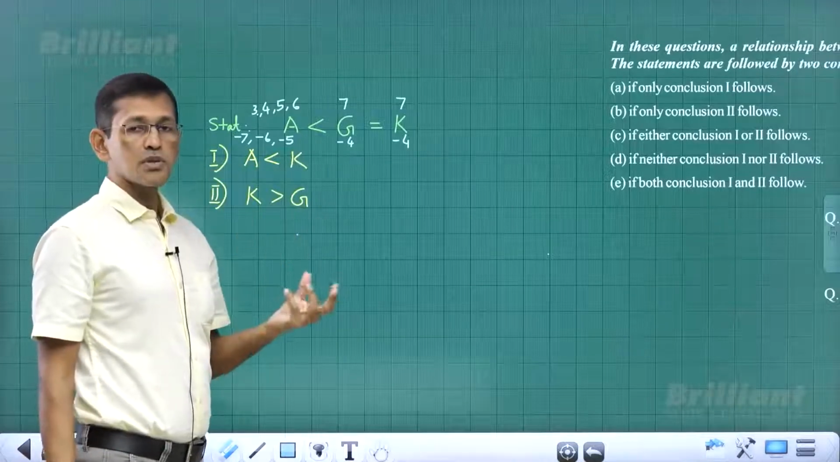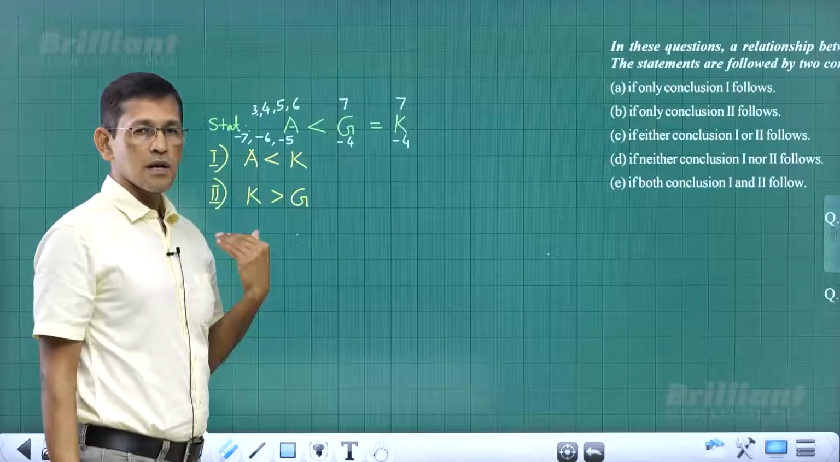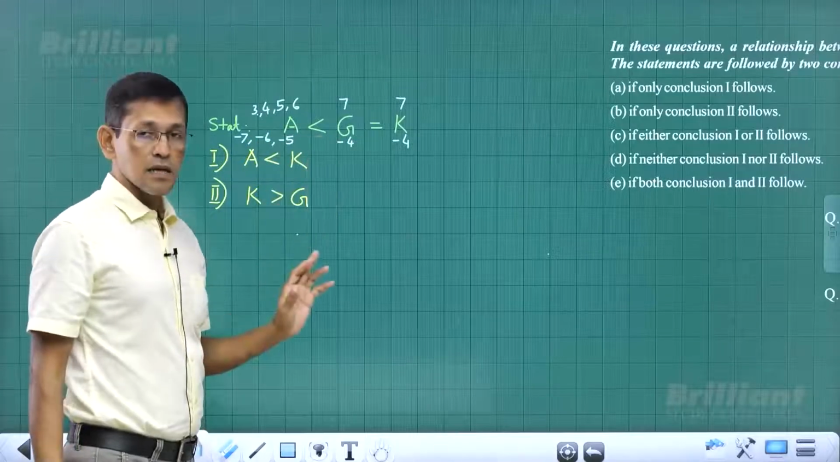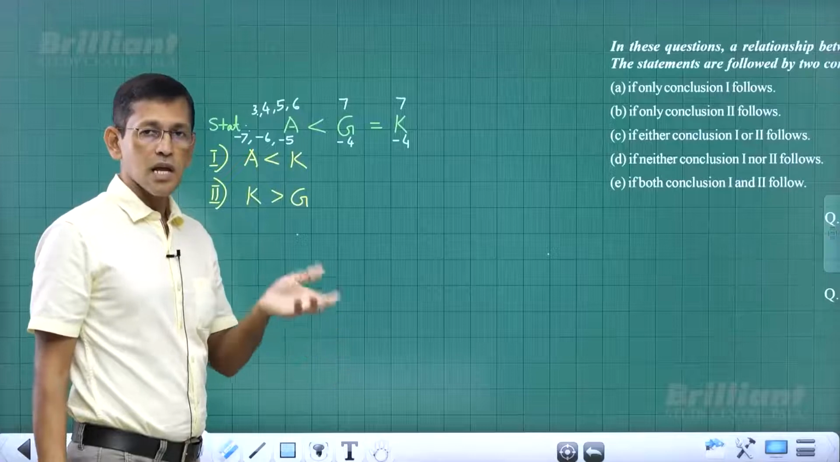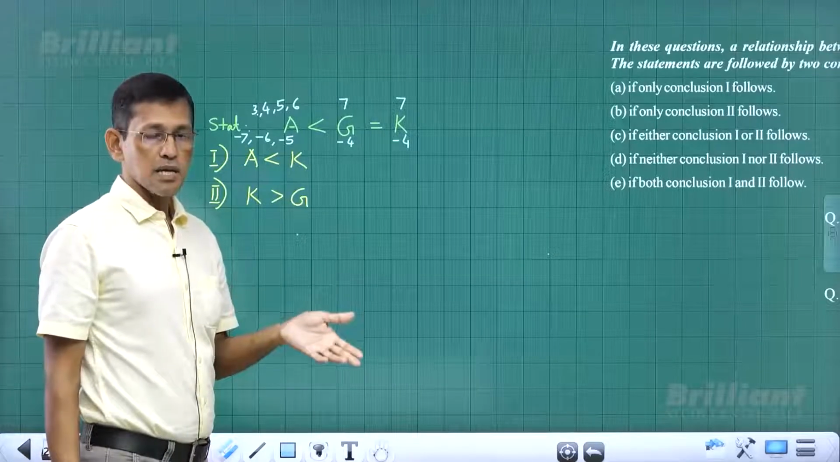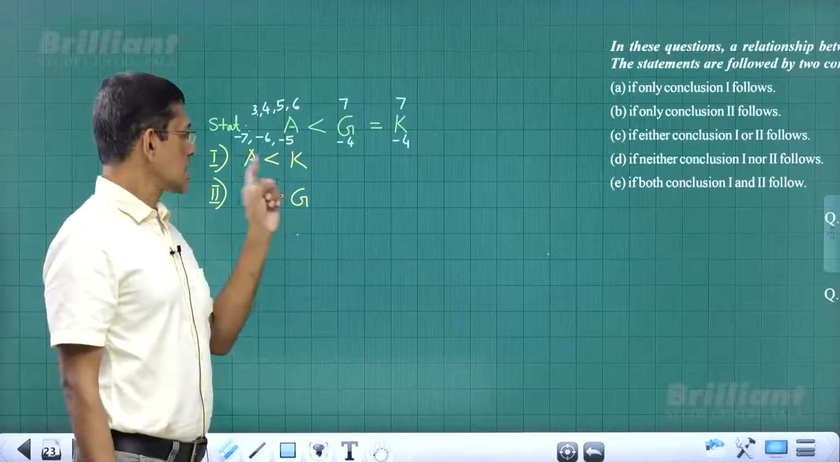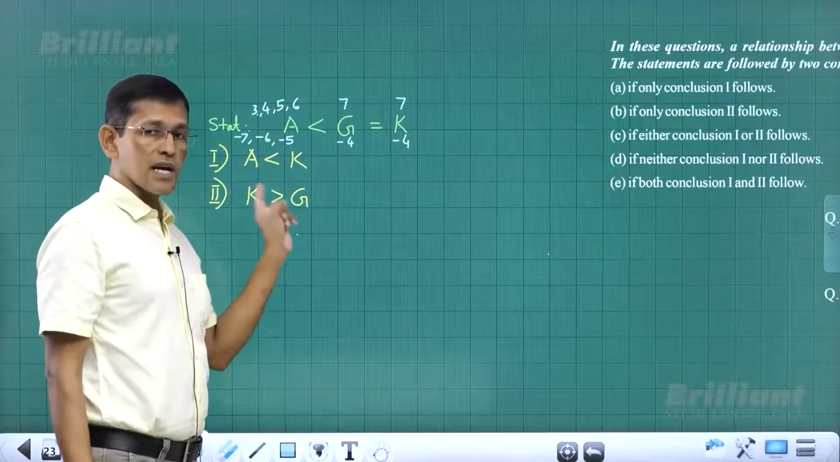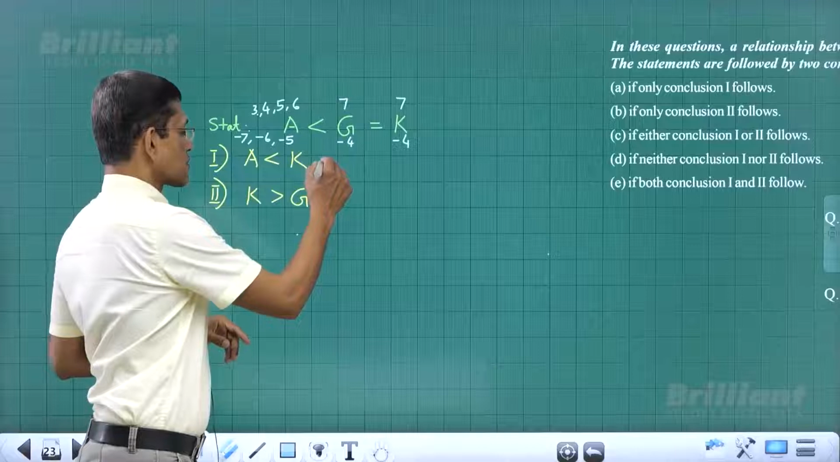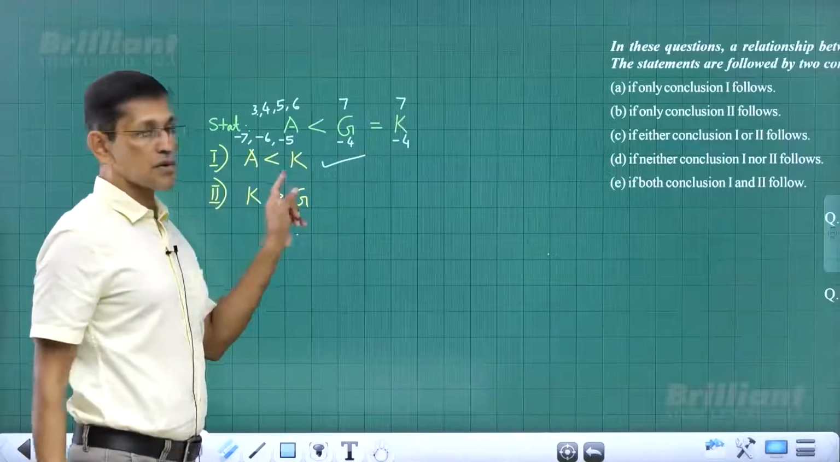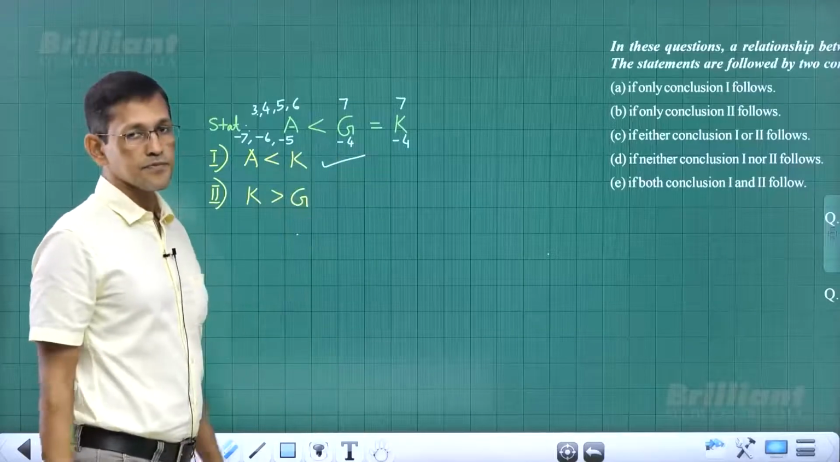So for all the possible values of A and K, whether positive, negative, rational, irrational, or integer, it doesn't matter. If A is always less than K, then we can say this conclusion follows the statement.